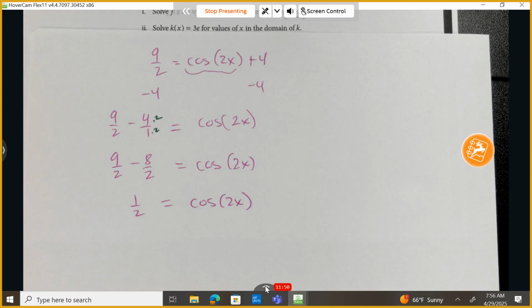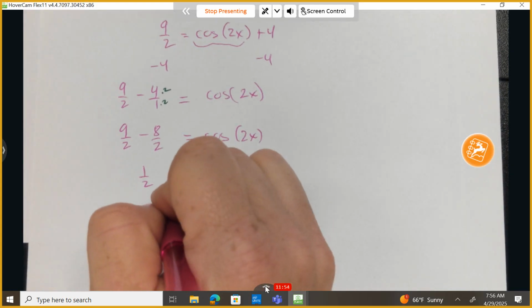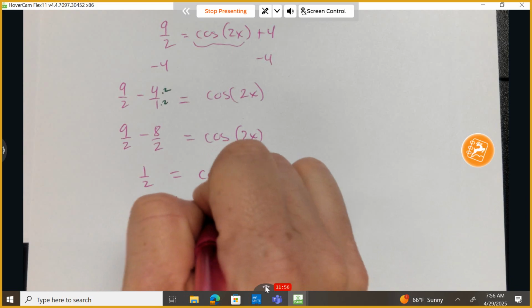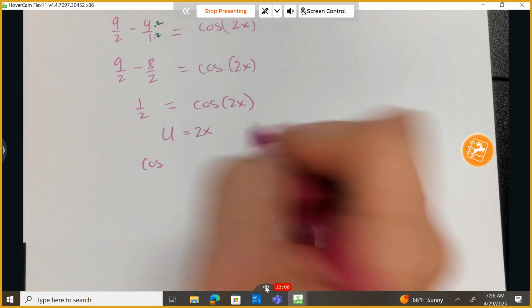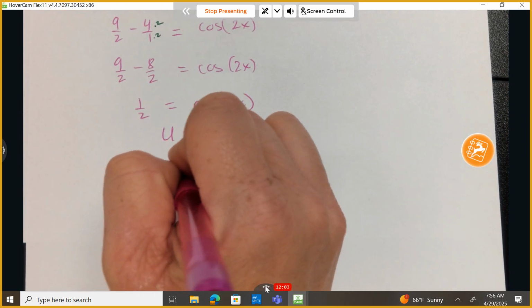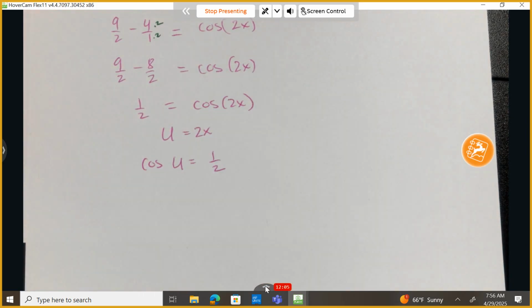Okay, so let's do a u substitution. Let's set u equal to 2x. So let's write down, and I just prefer for some reason to have the cosine on the other side. So let's write the cosine of u equals 1/2. I could have put 1/2 equals the cosine of u. I just like it like this for some reason a little bit better.